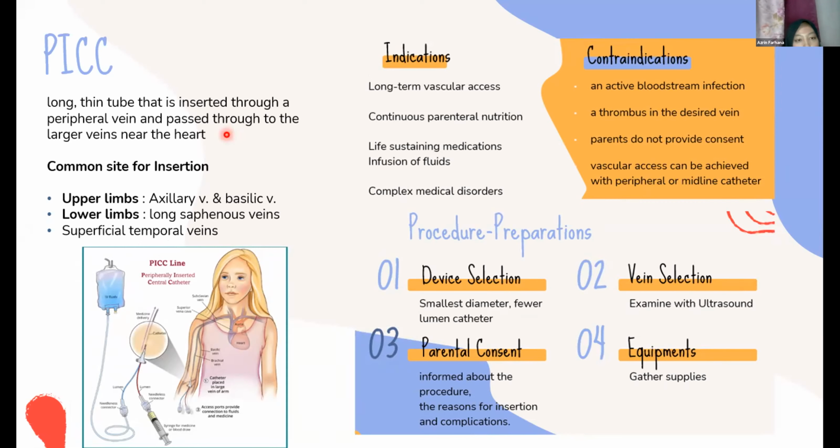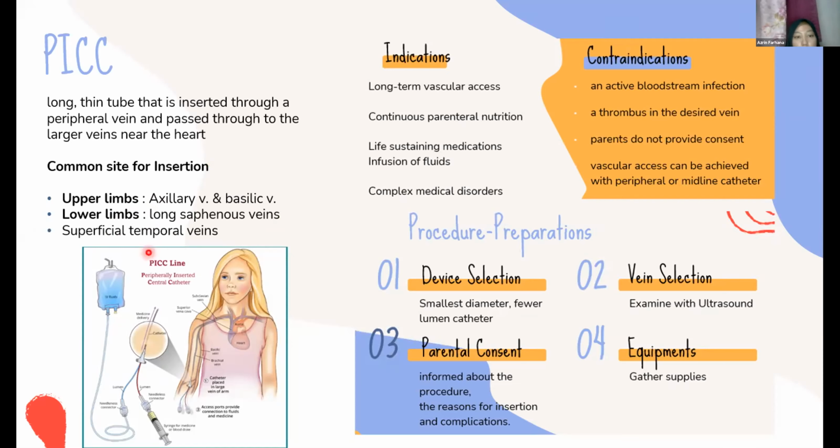The peripheral vein can be in the upper limbs, in the lower limbs, and also in the scalp veins. The common site for insertion is for upper limbs like the axillary vein and basilic vein. For lower limbs, usually done at the long saphenous vein near the ankle, and at the scalp we insert at the superficial temporal veins.